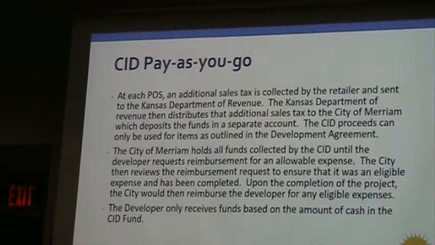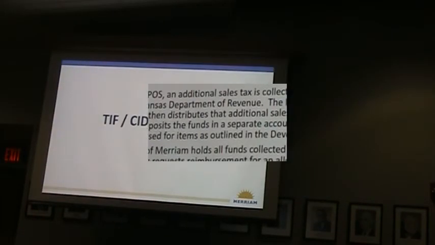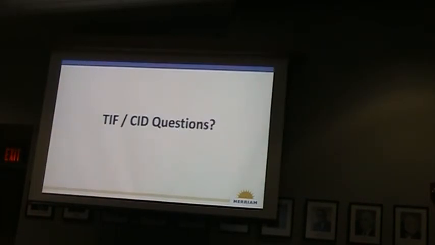There's a lot of information on here. Essentially, what it tells you is that only money that's available will go towards the developer. It's basically the routing of the money as it goes from the point of sale to the state, back to an account that we would oversee, and then if there are eligible expenses per the redevelopment needs. It's not uncommon to have a TIF and a CID for some of these larger projects that you'll see in some of our neighboring cities.